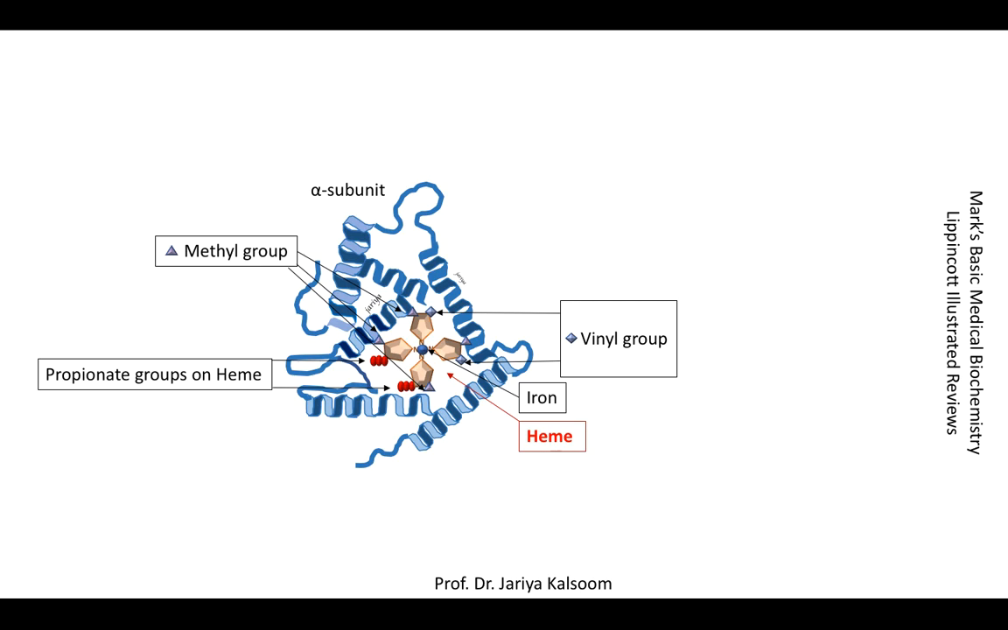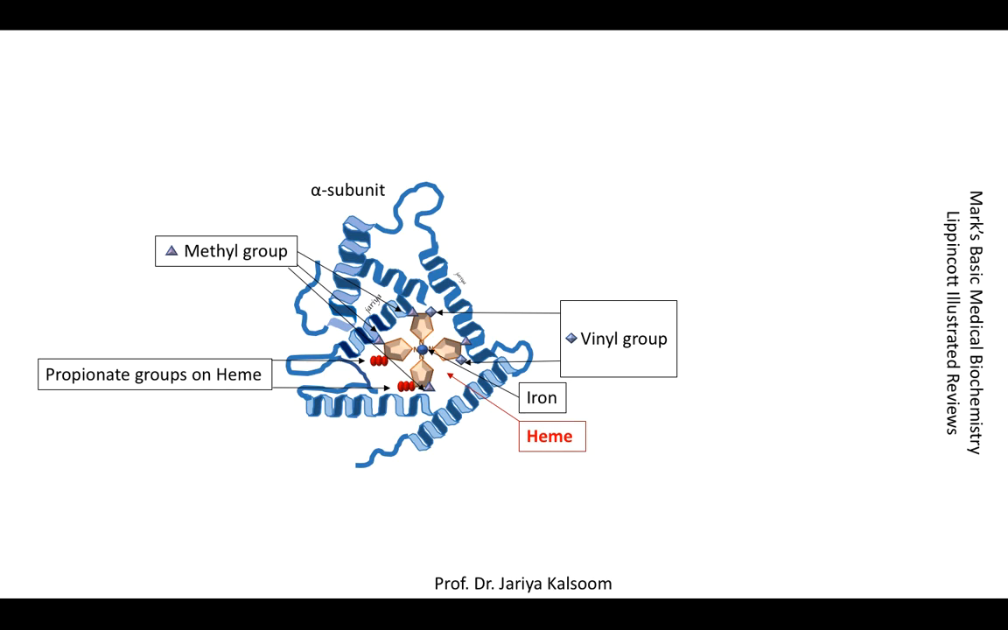Negatively charged propionate groups on the porphyrin ring interact with positively charged arginine and histidine side chains on the hemoglobin. The hydrophobic methyl and vinyl groups that extend out from the porphyrin ring interact with hydrophobic amino acid side chains from hemoglobin, positioning the heme group within the protein. Altogether, there are 16 different interactions between the hemoglobin subunit and different groups in the porphyrin ring. Organic ligands like heme that are tightly bound are called prosthetic groups.